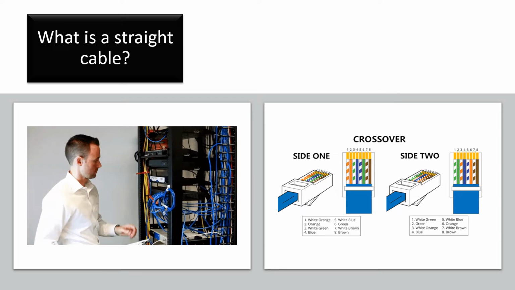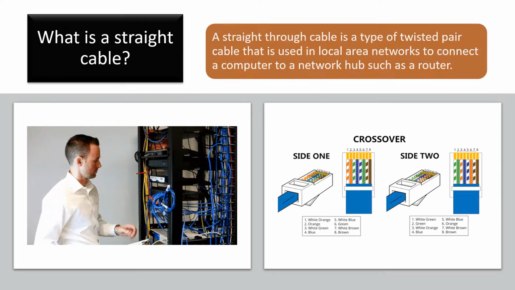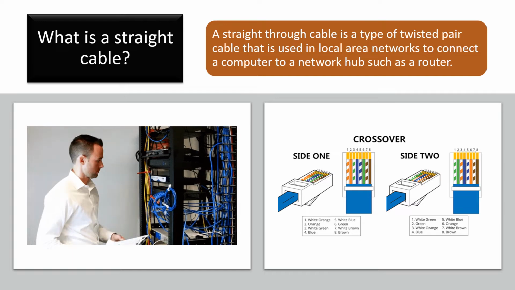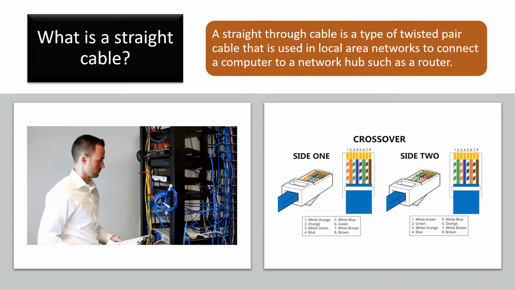What is a straight cable? A straight through cable is a type of twisted pair cable that is used in local area networks to connect a computer to a network hub such as a router.